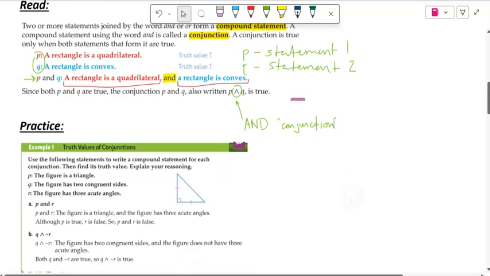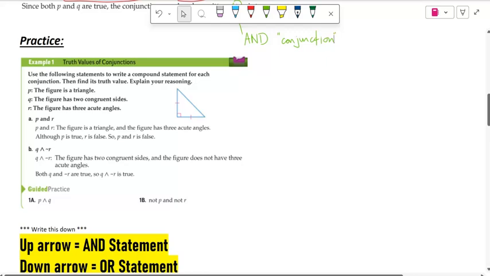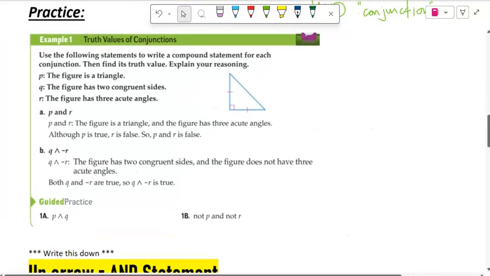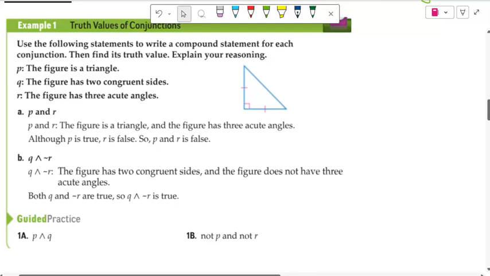We'll get into that in a second. Any questions so far? Okay. Down arrow equals or. Yeah, we'll get there in a second. Use the following statements to write a compound statement for each conjunction, then find its truth value.